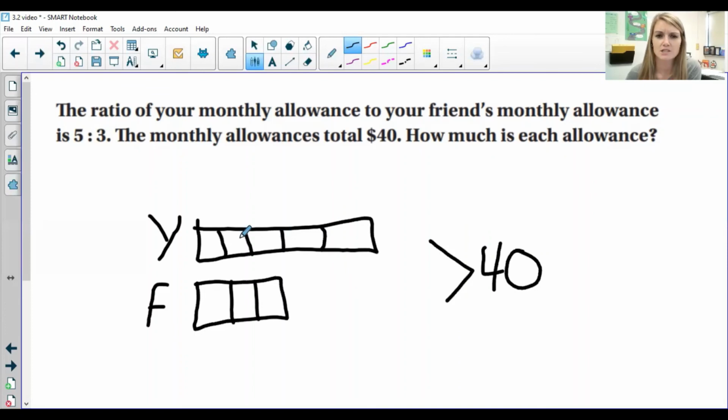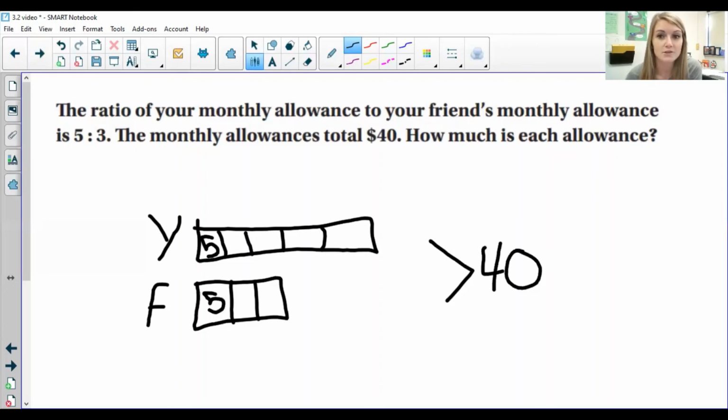So how do we figure out what each of these little boxes are? Divide. Okay, how many are there? 5 plus 3 is 8. There are 8 boxes. Okay, so we need to take 40 and split it up into 8 pieces. So it's 40 divided by 8? 5. How many is in each of these boxes? 5. And then there's 5 down here, right?